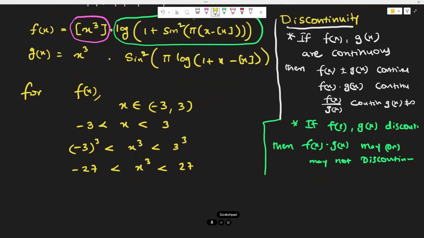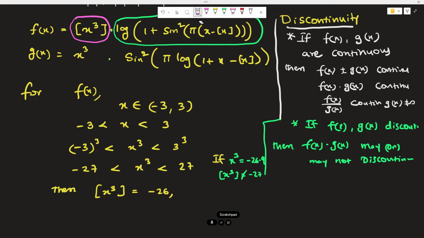If you take the floor value, then floor of x cube takes the values from -27 on. You might think that if x cube is, for example, -26.9, what is the floor value? The floor value will be -27, but it should not be equal.